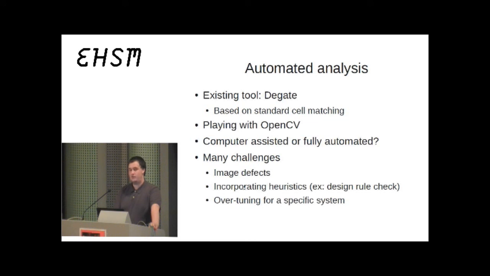And there are quite a lot of challenges with this. You'll get a lot of image defects. And some of those, like a human does, you get heuristics. Like I said, if you have a wire here, you can make some assumptions. But those can be difficult to incorporate into the image recognition algorithms. And one pitfall you can get is that it's easy to overtune for a specific system, and so it's very hard to make generic tools.